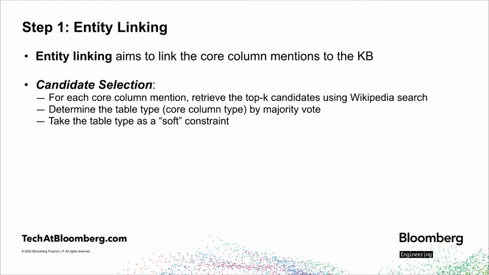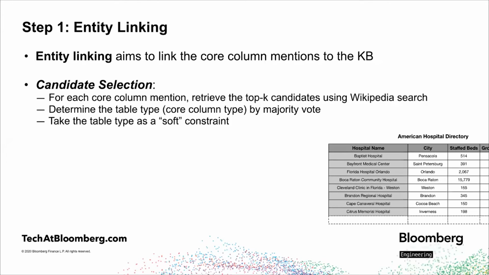So now let's have a look at each step. The first step, entity linking. Again, we focus on the key column or core column, and entity linking aims to link the core column mentions to the KB. We have three subtasks. The first step is candidate selection. For any core column mention, we retrieve the top K candidates using Wikipedia search. Here we're still using this table as an example. Assume we already know the leftmost column is the key column listing all the hospitals.